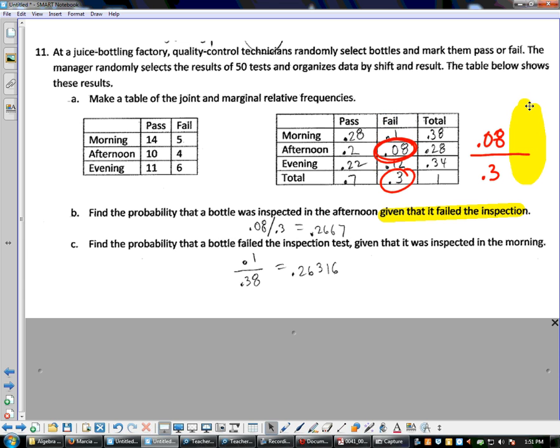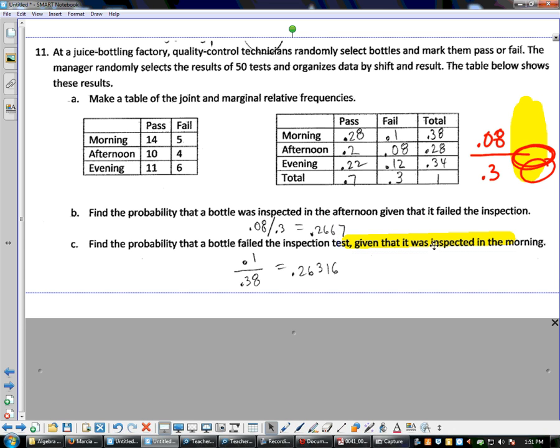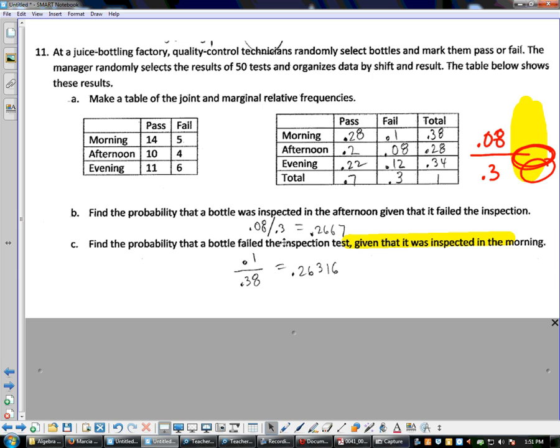Well, now we don't want to highlight the failed column anymore. We want to highlight what's given here, and the given is that it was inspected in the morning. All right, so if it was inspected in the morning, that would mean that we want to highlight the morning information. And what's the probability that the bottle failed the inspection?